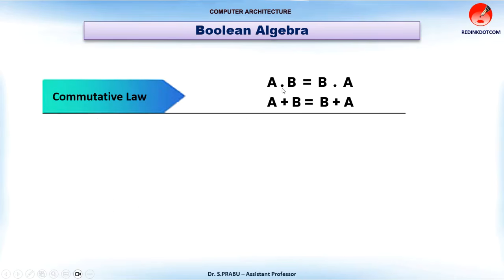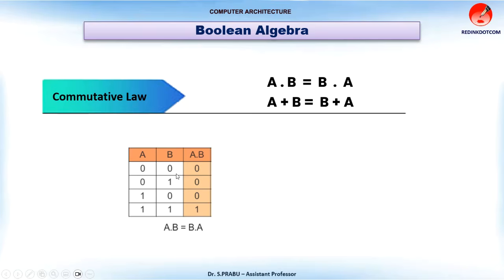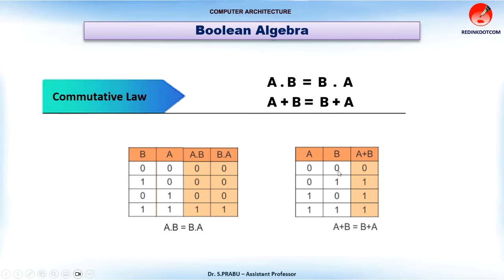If you are doing the AND operation, irrespective of the order of the first and second elements, we can get the same result. That is also applicable in the OR operation. You can prove this law in this way. You can take A and B inputs, write the combination of these two numbers, then write the AND gate operation. Then you can swap the inputs and write the AND gate operation for B dot A. So these two values are the same. In this way you can prove this law. In the same way you can prove the second law.